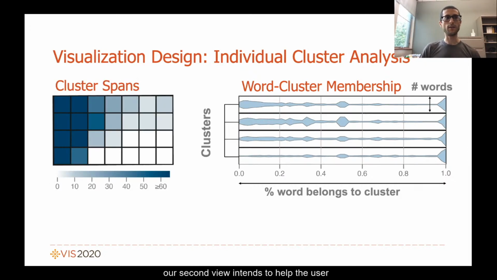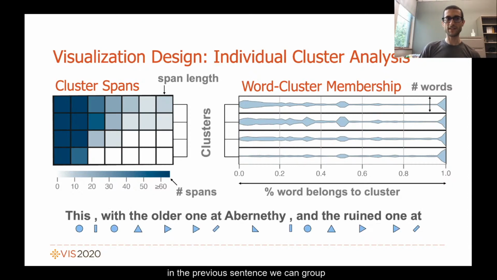Our second view intends to help the user assess how well clusters capture phrases. Specifically, for a given sentence, we form cluster-specific phrases for words that belong to a cluster and then form a contiguous span. We visually encode counts of spans in a heat map, where columns correspond to a particular span length and color encodes a count of the number of phrases. As an example, in our previous sentence, we can group older one and ruined one as phrases of the same cluster with length 2, and then encode this in the heat map for this cluster in span length.